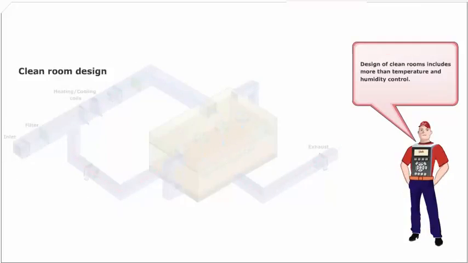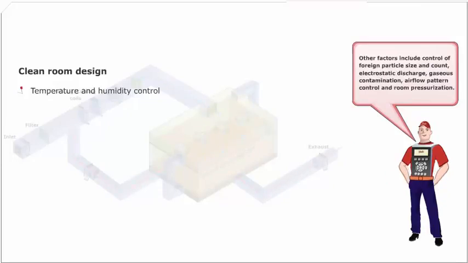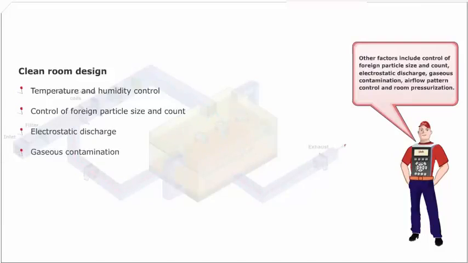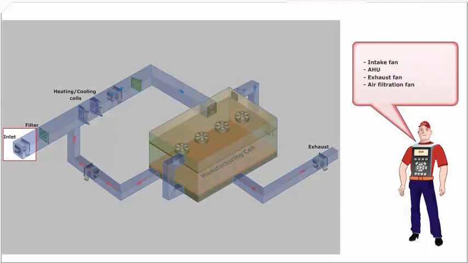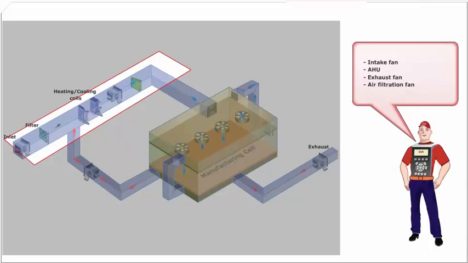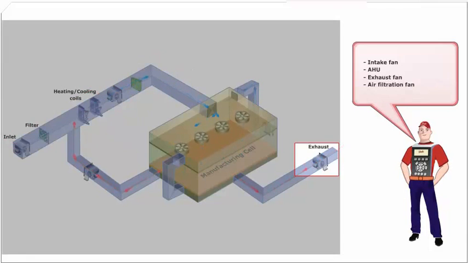Design of clean rooms includes more than temperature and humidity control. Other factors include control of foreign particle size and count, electrostatic discharge, gaseous contamination, airflow pattern control, and room pressurization. Four main systems interact in clean room facilities to maintain control of these variables. They are intake fan, air handling unit, exhaust fan, and air filtration fan.